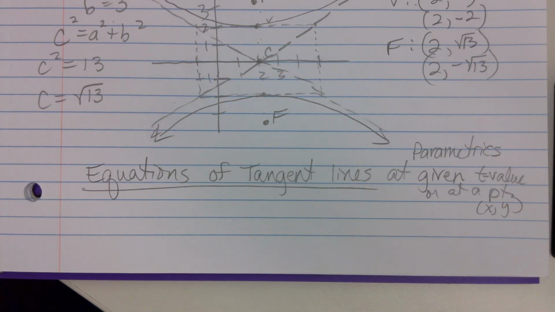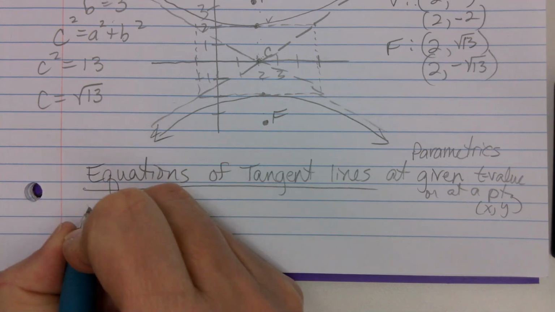So we've moved on to parametrics. There wasn't any calculus on the conics part, was there, really? No, which was nice. So parametrics, you want an equation of a tangent line at a given point. So here's one.